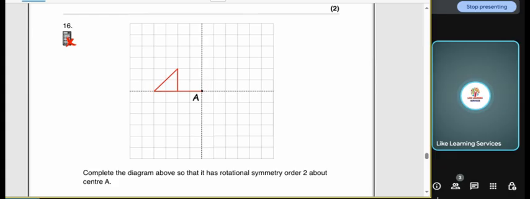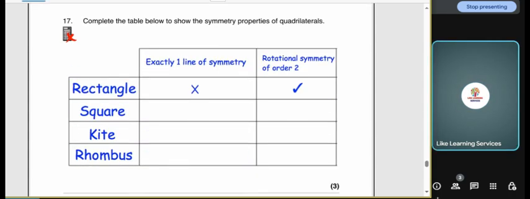Look at this one. It says complete the diagram above so that it has rotational symmetry of order 2 about center A. Can you attempt that?